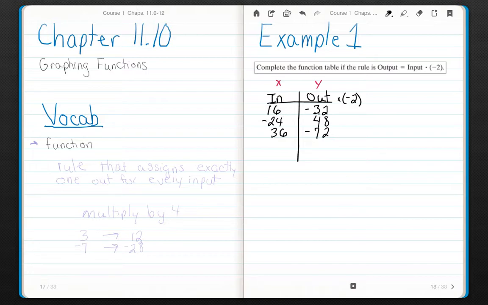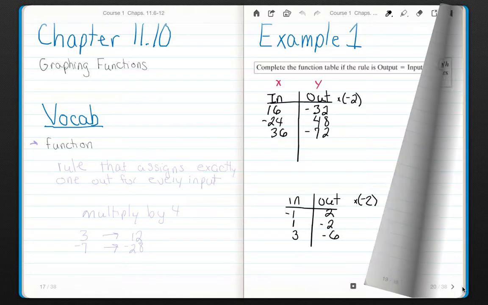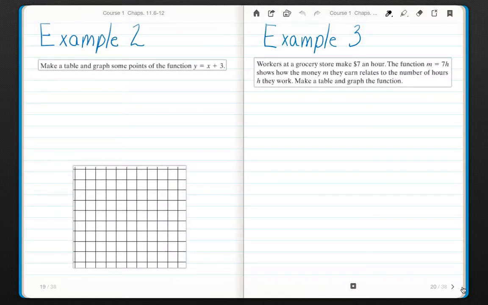So here's my input, here's my output. The actual example, because I skipped an example, sorry, had my input as -1, 1, and 3. If I multiply these times -2, -1 times -2 is +2, 1 times -2 is -2, and 3 times -2 is -6. These would be my inputs and my outputs. Okay, all right.